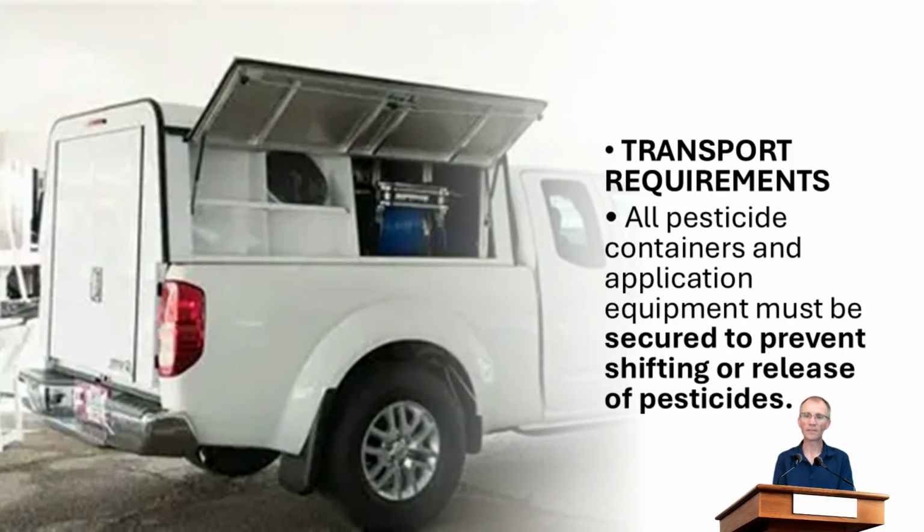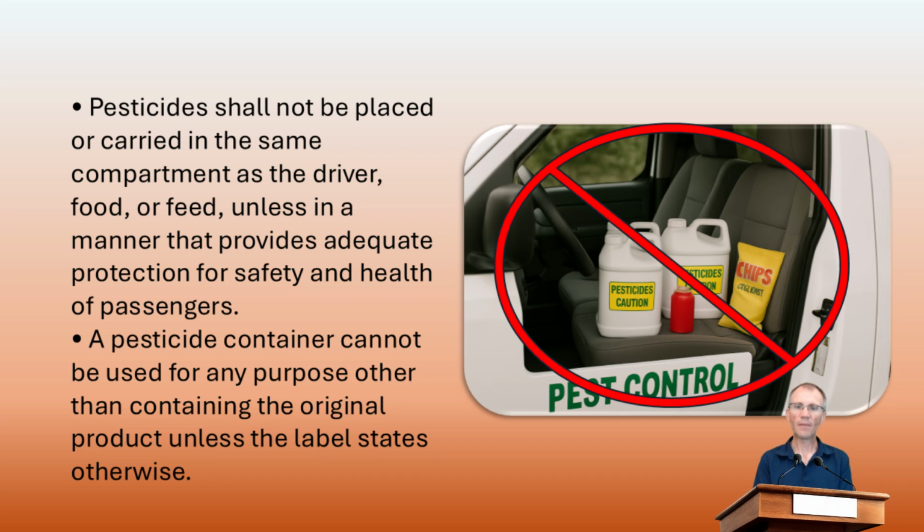Transport requirements. All pesticide containers and application equipment must be secured to prevent shifting or release of pesticides. Pesticides shall not be placed or carried in the same compartment as the driver, food, or feed, unless in a manner that provides adequate protection for safety and health of passengers. A pesticide container cannot be used for any purpose other than containing the original product unless the label states otherwise.